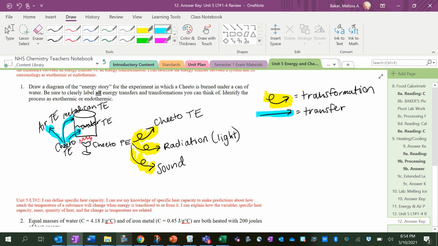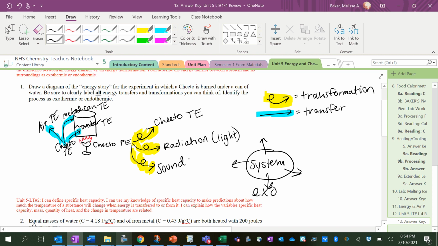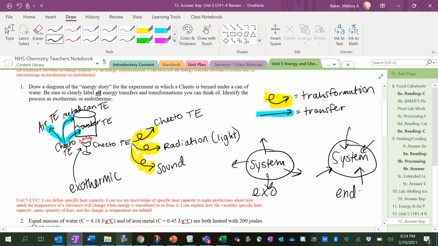So this process of the Cheeto burning, is that exo or endothermic? Well, if you have energy exiting the system in the process, oops, drew that arrow the wrong way. This is exothermic. So the Cheeto burning is definitely exothermic. Heat is exiting. And then just to point out the opposite, when the system is absorbing energy in a process, that's endothermic.